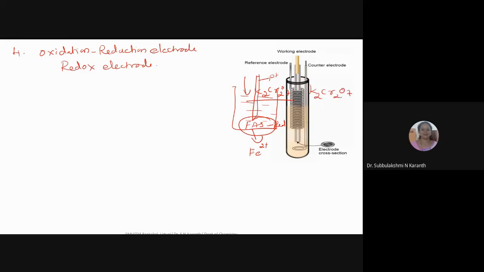K2Cr2O7 is an oxidizing agent. FAS is a reducing agent. A redox reaction takes place. That time Fe2+ changes to Fe3+ when you add Cr6+ ions. As soon as Cr6+ is introduced, Fe2+ gets oxidized to Fe3+. At the same time, Cr6+ is reduced to Cr3+. A redox reaction takes place.